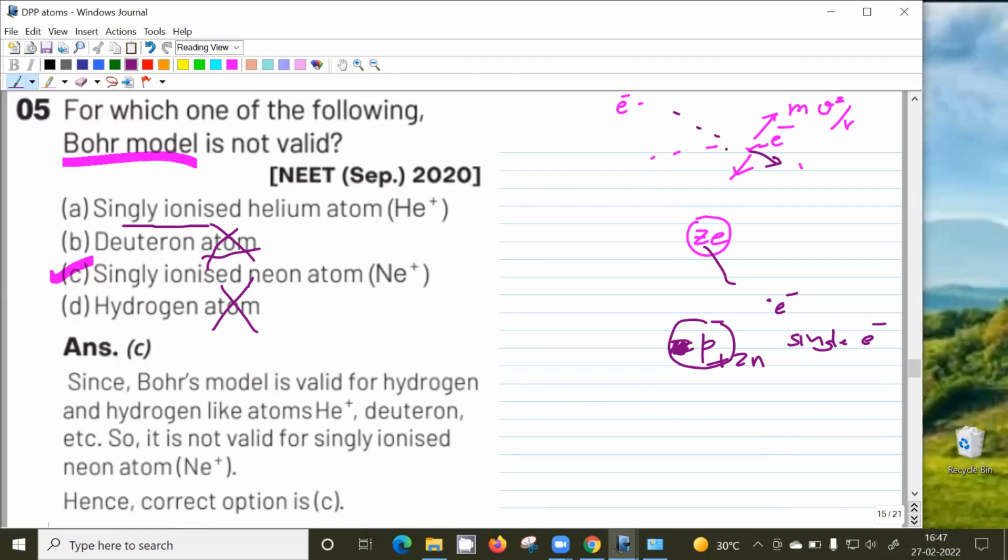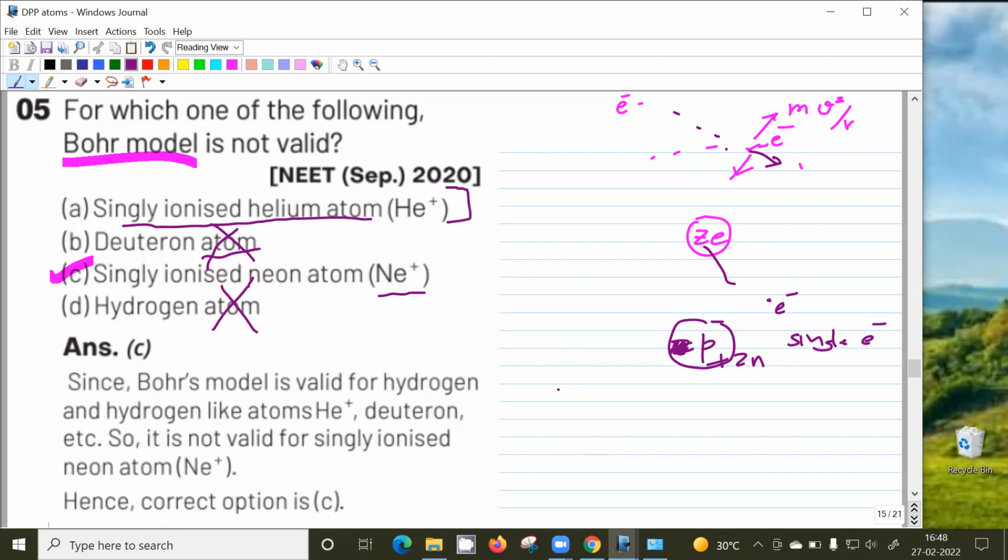Here it says singly ionized helium atom. That means you have to remove one electron from the atom. If you just say helium, it means the helium atom. Singly ionized neon is not valid, because even after removing one electron, there will be more than one electron. Singly ionized helium has a single electron, so the Bohr model is valid for that.